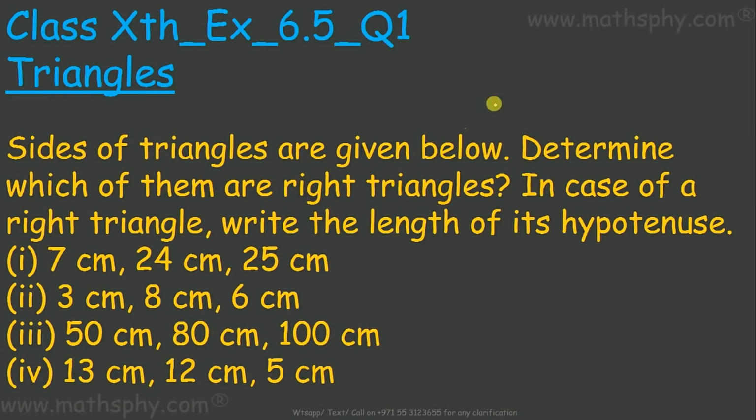Okay, this question says the sides of triangles are given below. We have these triangles here, and all the sides are mentioned. Determine which of them are right triangles. We have to see which one is a right triangle. In case of a right triangle, write the length of its hypotenuse. In case we find them to be a right triangle, we have to give the length of its hypotenuse.